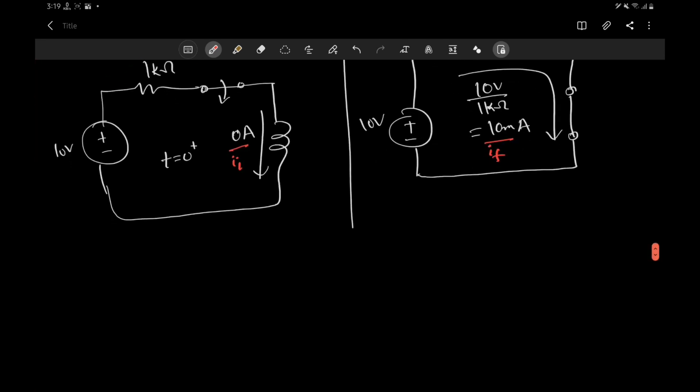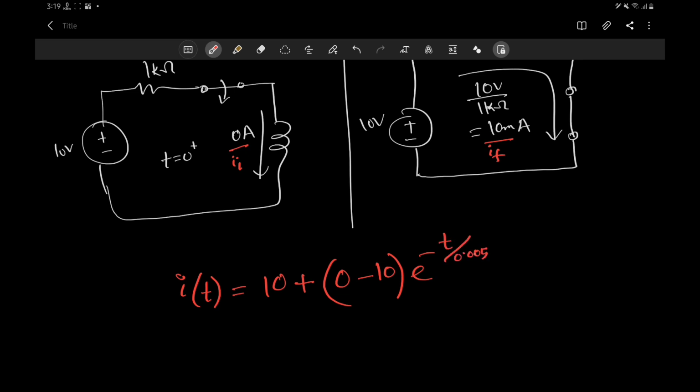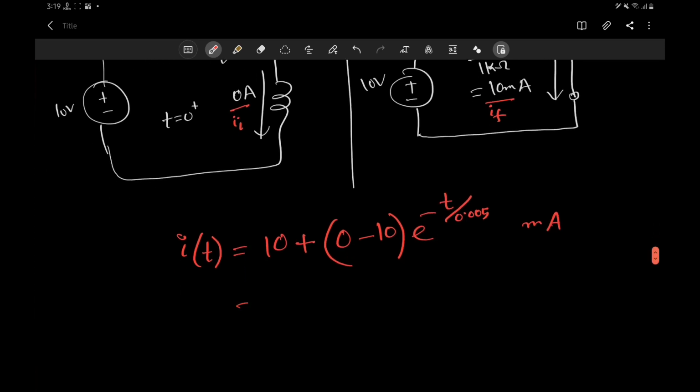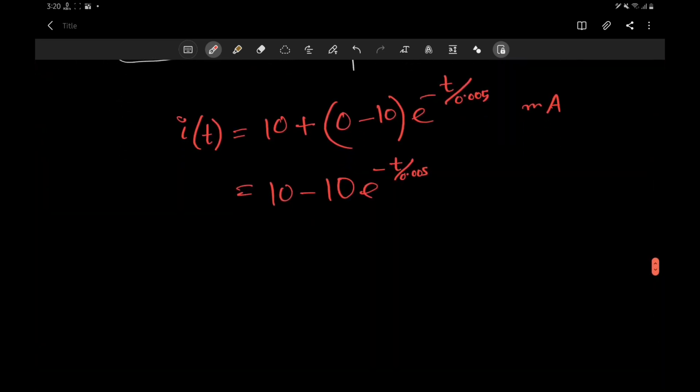So you just plop them into your equation. I of t equals I final, which is 10, plus the initial current 0, minus the final current 10, e to the power minus t divided by 0.005. The whole thing in milliampere. And so you have 10 times 1 minus e to the power minus t divided by 0.005, and you can write this however you like. I'm not worried about that.